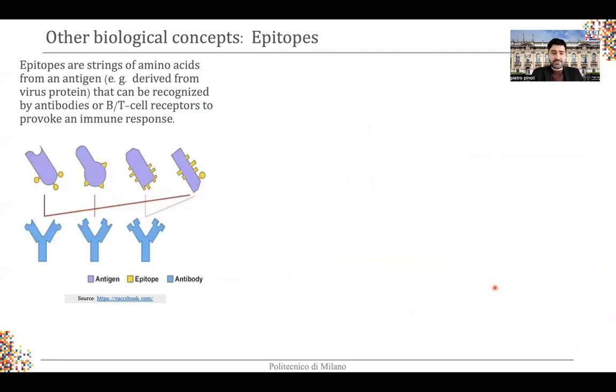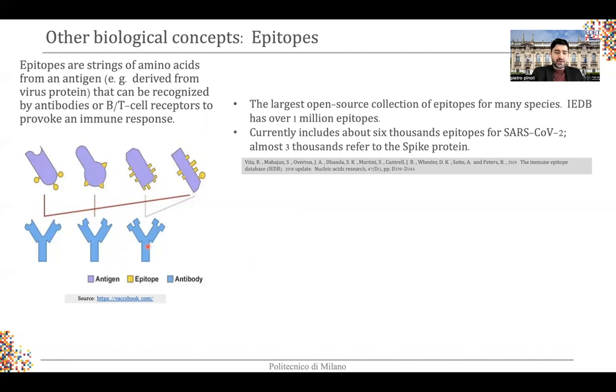Then we did some study about epitopes. Epitopes are parts of the protein produced by the gene of the virus. You can see them here in yellow, and they are very important because this part of the protein can be recognized by an antibody of the host, for example, the human body. These data are collected by a large database, IEDB, that currently has 1 million epitopes for many virus types, and about 6,000 epitopes for SARS-CoV-2. In particular, most of them are on the spike protein, of course.